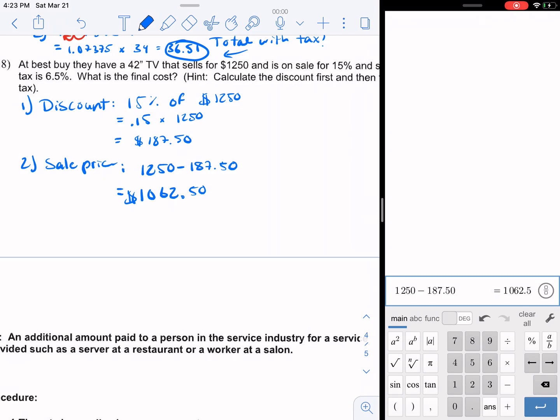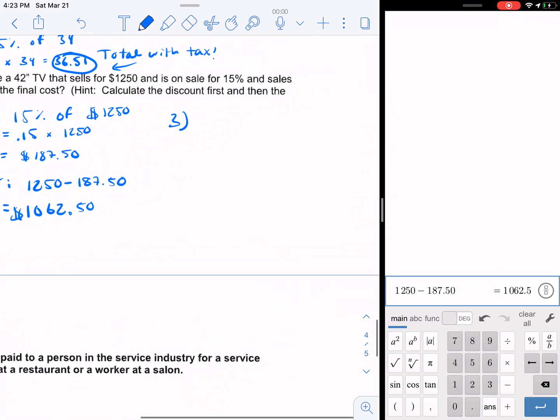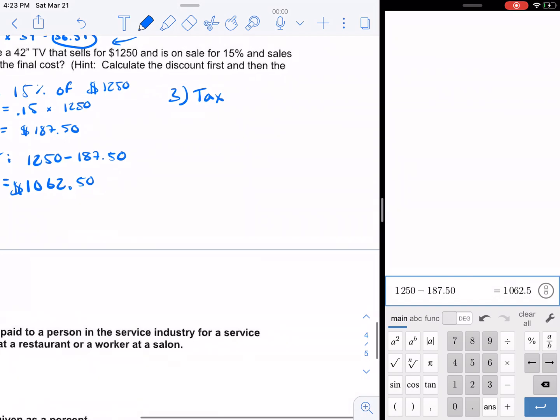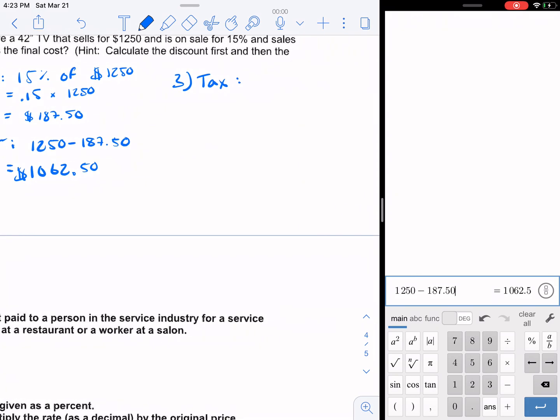Now, that's not the cash register price. Hey, you still have to walk out of the store. You still have to pay the sales tax on that cost. So the last thing you have to do, I'm going to move up here to finish it off. Now I have to pay the sales tax. So the tax. It says a sales tax of 6.5%. It's right there. So I'm going to pay 6.5% of that 1,062.50, because that's how much the TV costs now.